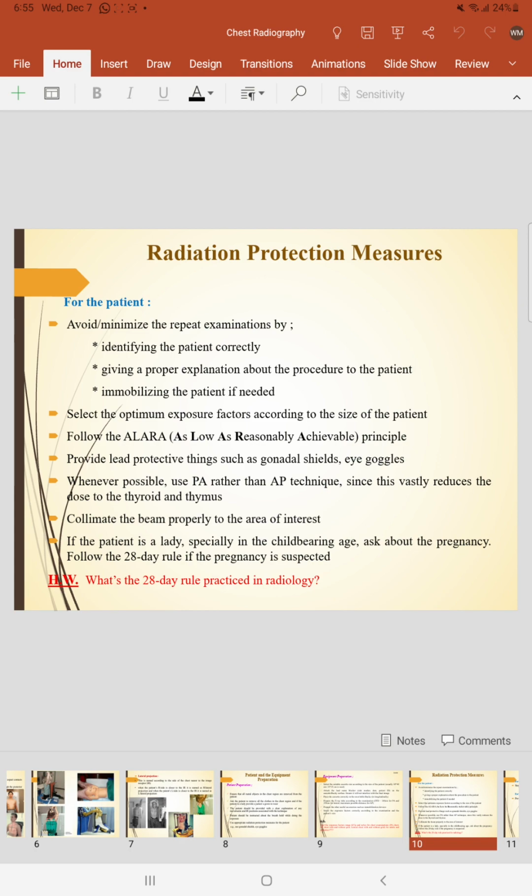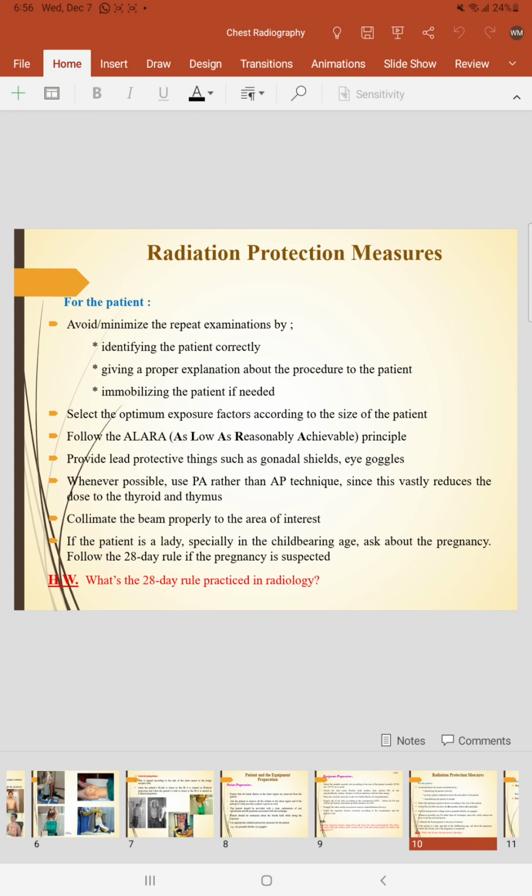Then, radiation protection measures. For the patient, avoid or minimize repeat examinations by identifying the patient correctly, giving a proper explanation about the procedure to the patient, and immobilizing the patient if needed. Select the optimum exposure factors according to the size of the patient. Follow the ALARA principle, as low as reasonably achievable. Provide protective items such as gonadal shields and eye goggles.